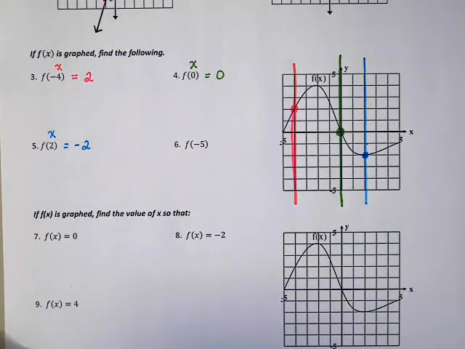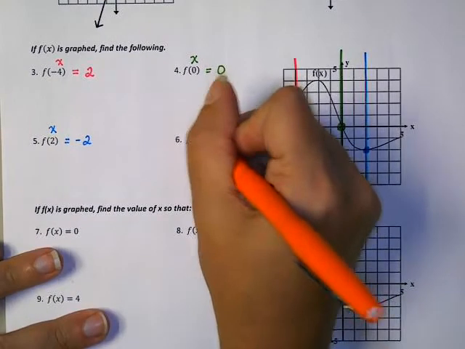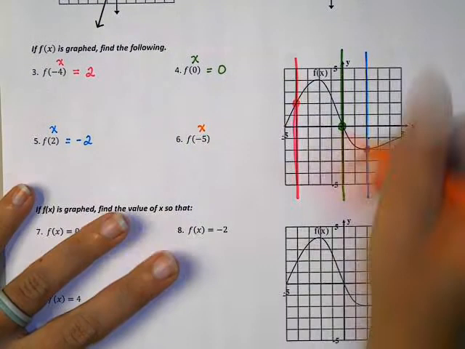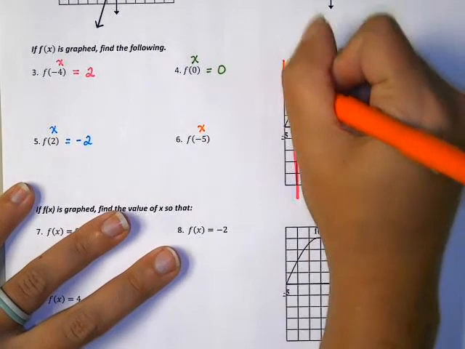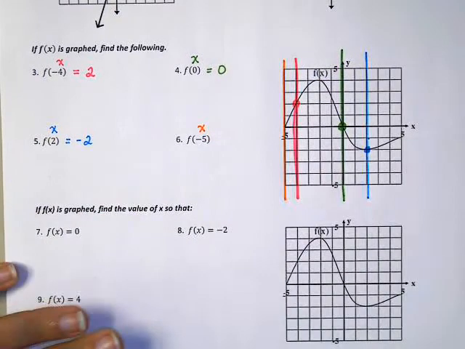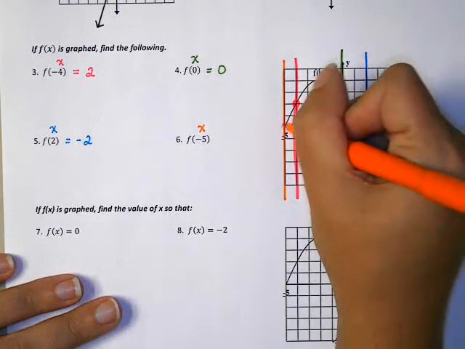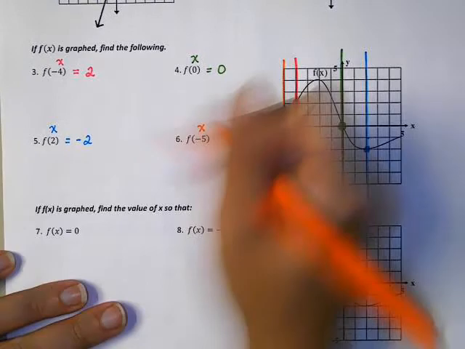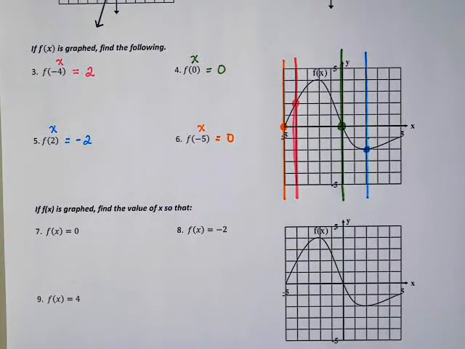Finally, f of negative 5 means I took 5 steps to the left to get into the elevator, because that's an x value. So we're talking about this line over here. That point is again on 0 for the floor of the building.